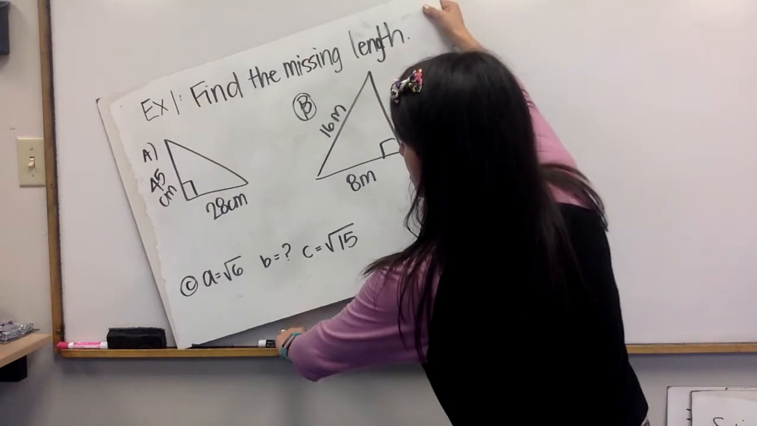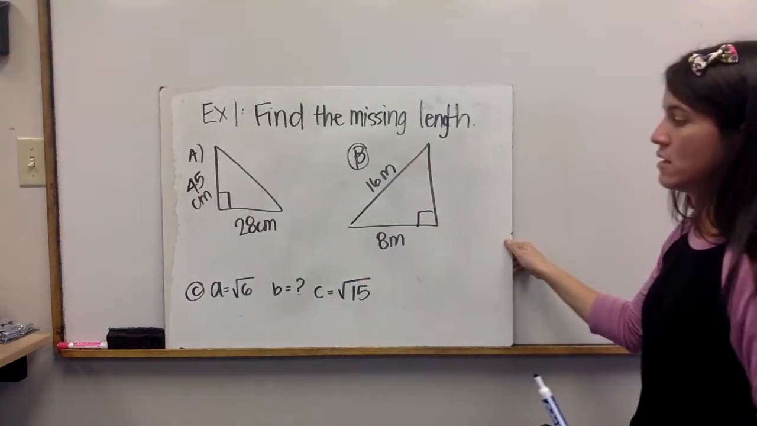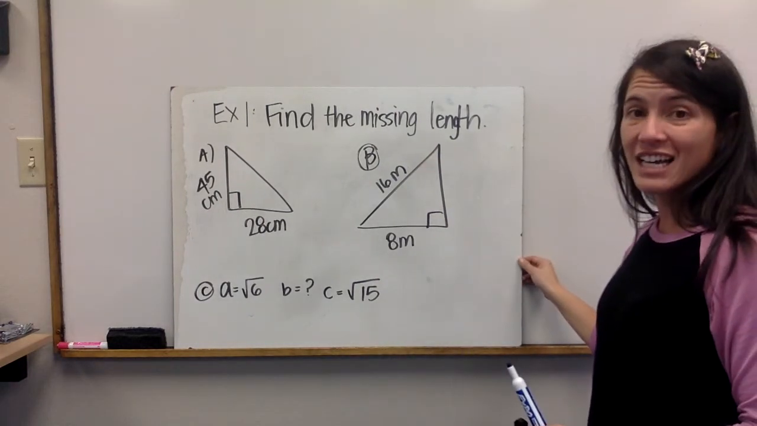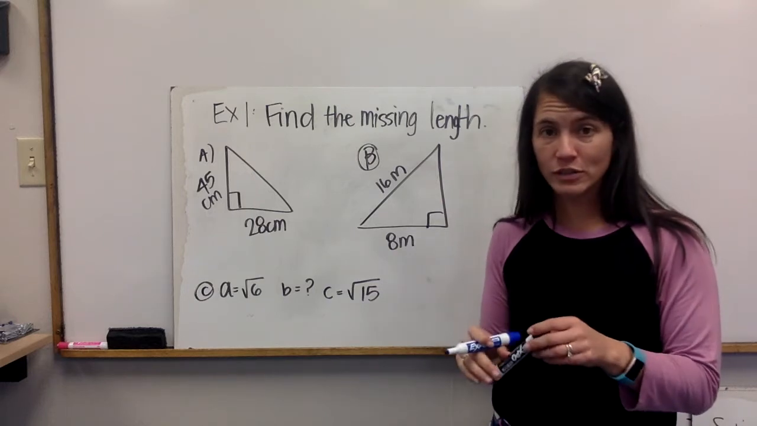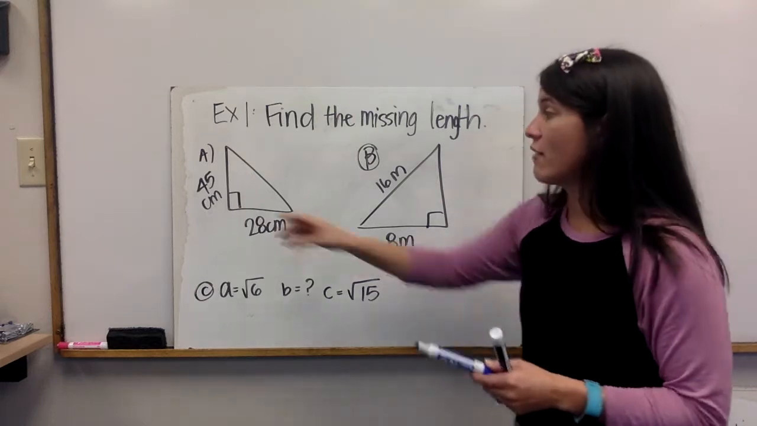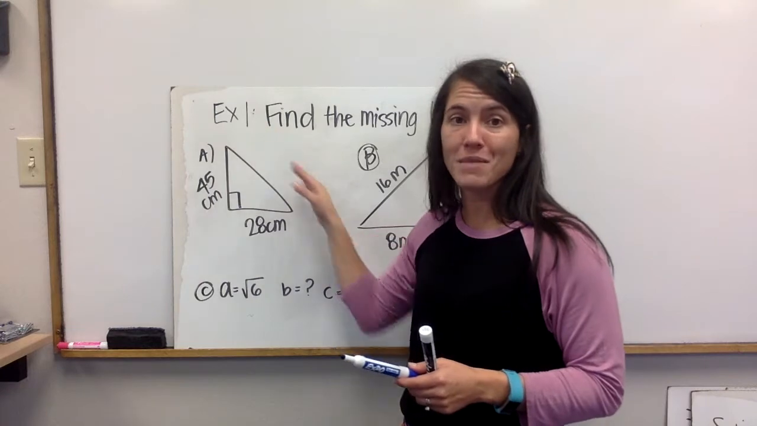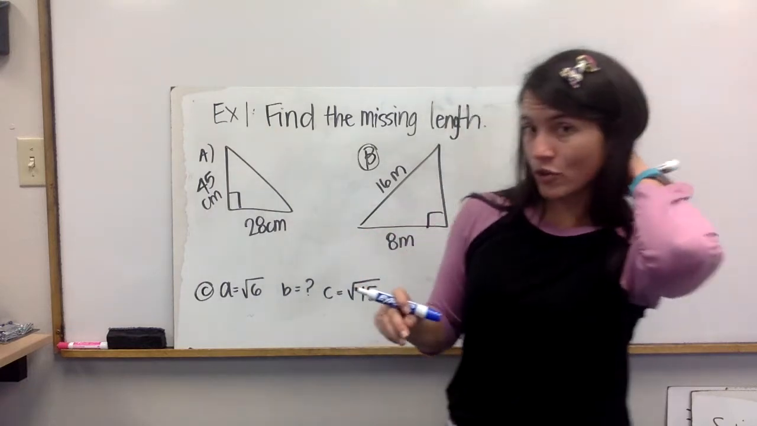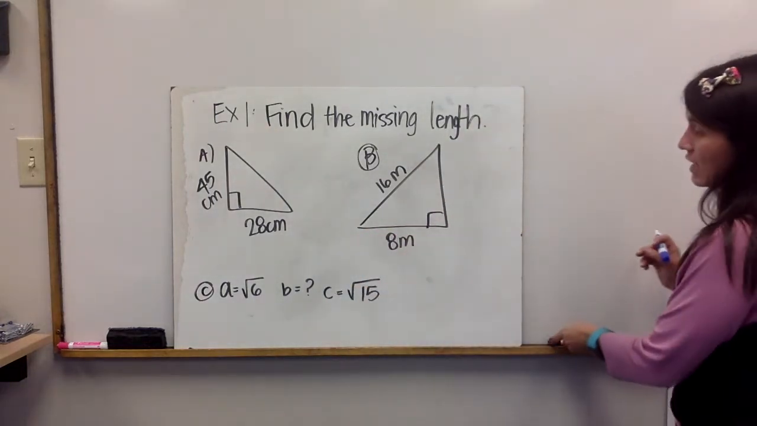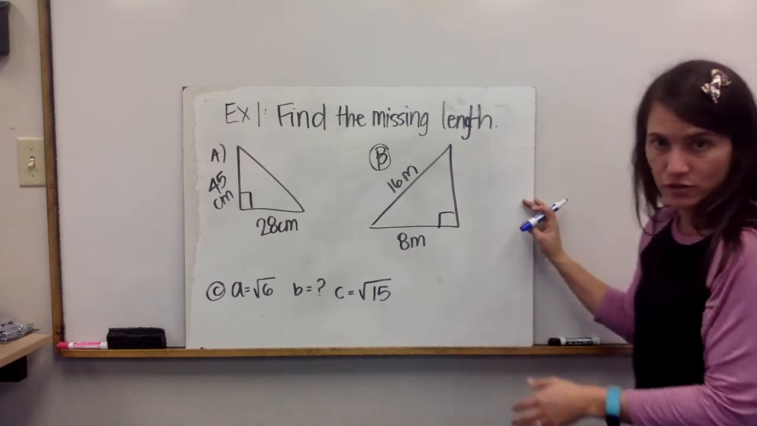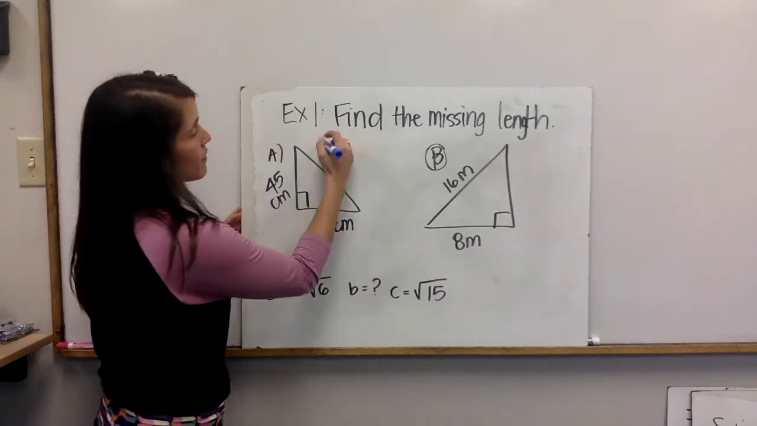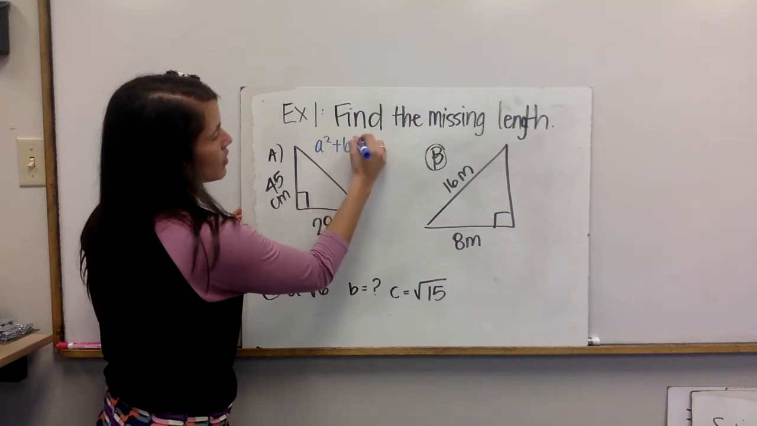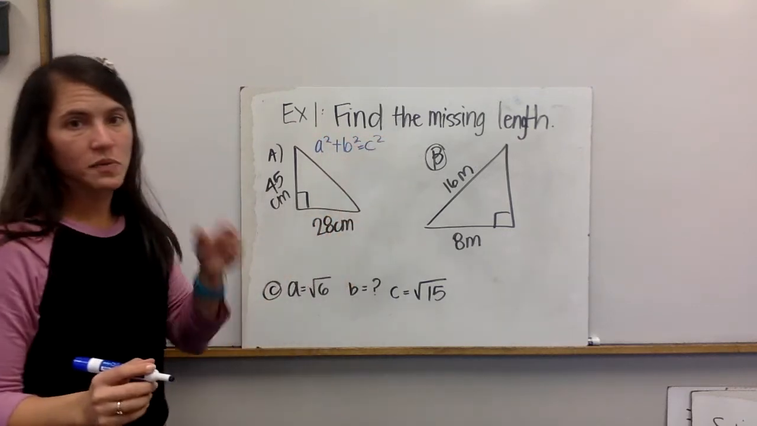Example 1. All right. Find the missing length. You see my right triangle, and we have a leg, and we're missing the hypotenuse. So in order to find the missing leg or the missing hypotenuse, we're going to start with the Pythagorean Theorem. I'm always going to tell you to start with the Pythagorean Theorem.